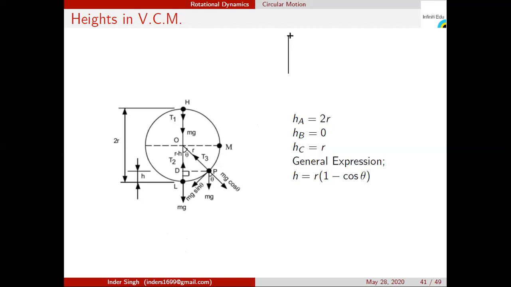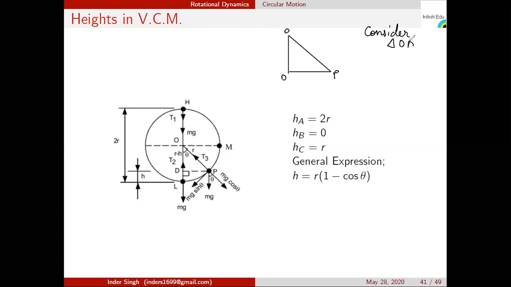So we should draw that triangle. Which triangle? The triangle ODP. So consider triangle ODP. If you see, OP is nothing but the radius of the circle. So OP is nothing but r, and this value is known to us. Theta is the angle at O, and the angle at D is 90 degrees. That means r is the hypotenuse.